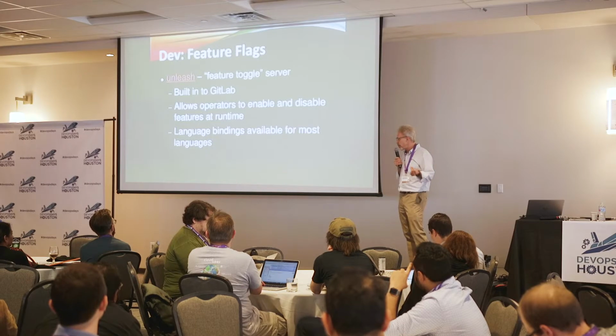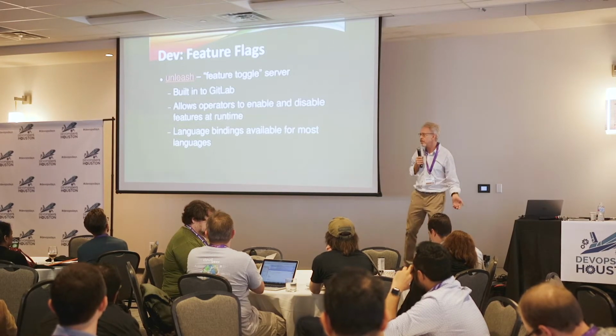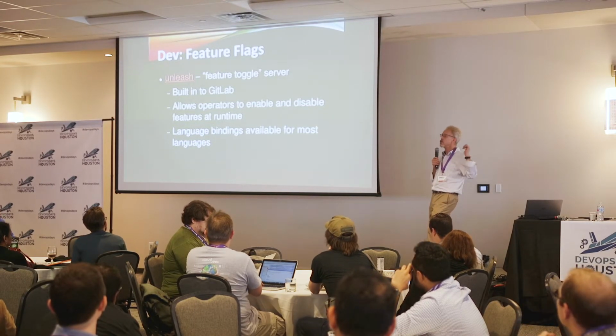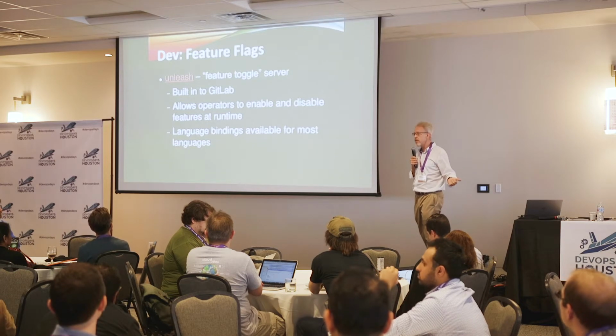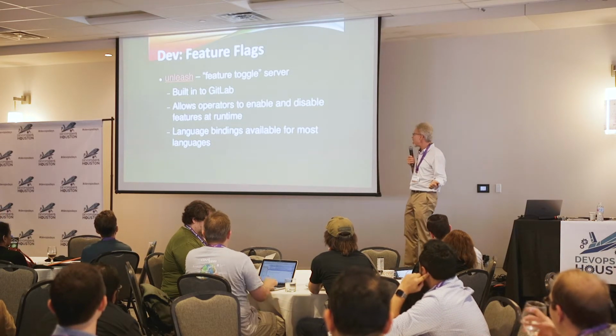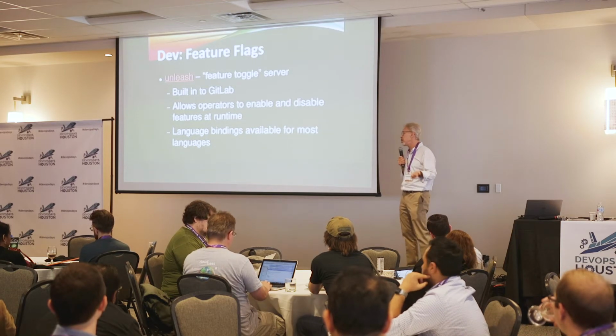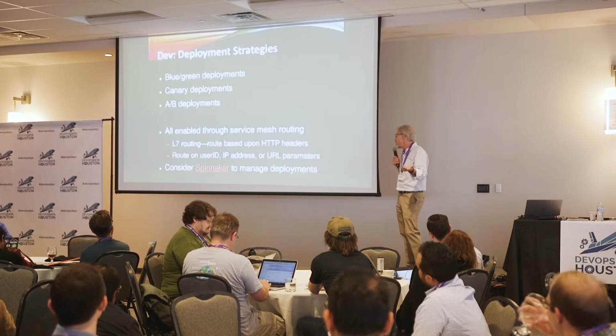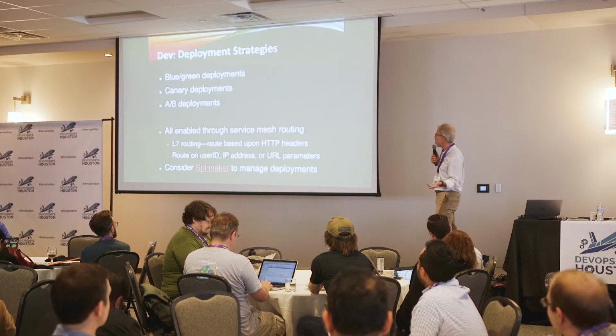And I mentioned feature flags before. If you guys aren't using feature flags, check out Unleash. It is super cool. You can understand it in 30 minutes. You'll be a better developer for it. And out of the box, if you use GitLab, you have an Unleash toggle server. But Unleash toggle server isn't very heavyweight to run.